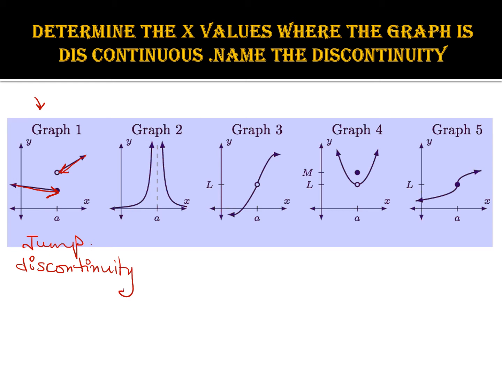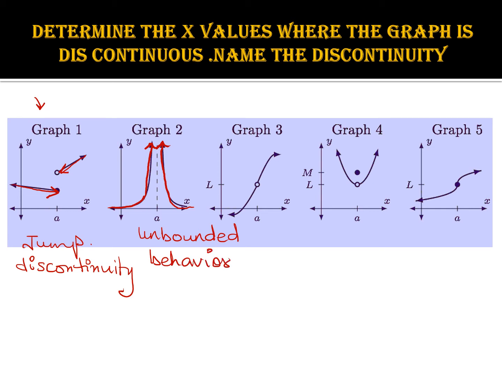In graph number 2, you can see that the line coming towards A from the left-hand side is increasing without bound. Similarly, the line coming from the right-hand side towards A is increasing without bound. So the name of the discontinuity is unbounded behavior. Whenever you get a vertical asymptote anywhere, you will name it as unbounded behavior.